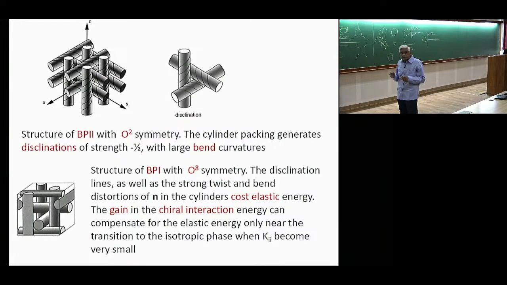And since it's a topological disclination, the center of the disclination should be in the higher temperature phase, namely the isotropic phase. So there is an isotropic to cholesteric interface.